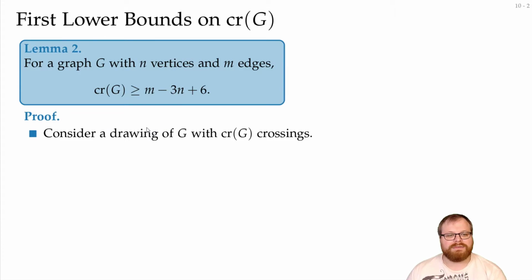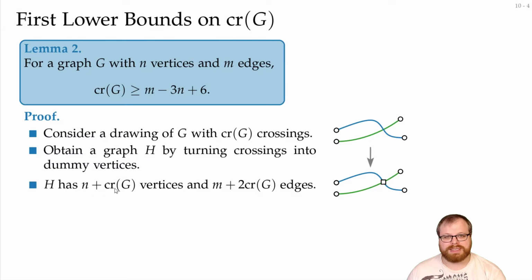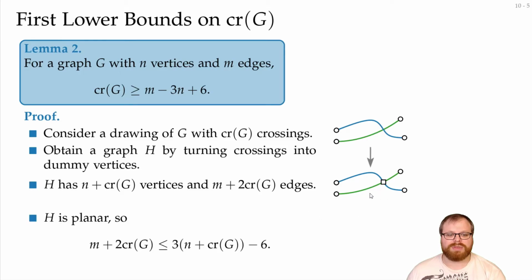So assume we have some drawing of G with a minimum number of crossings. We will obtain a graph H by planarization, so we will turn the crossings into dummy vertices. For every crossing, we add a new vertex, and 2 edges get split into 2. If we do this for every crossing, then the number of vertices in the graph H is n plus the number of crossings in G, and the number of edges is m plus 2 times the number of crossings in G. Now what we have here is a planar graph, so we can apply Euler's polyhedron formula.